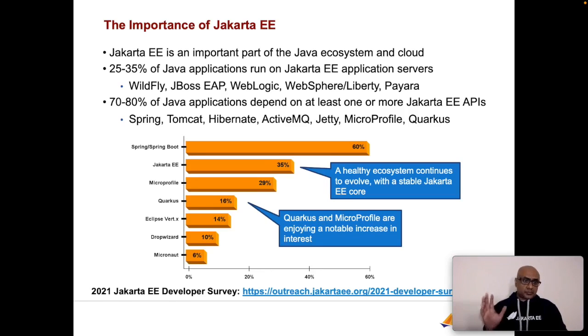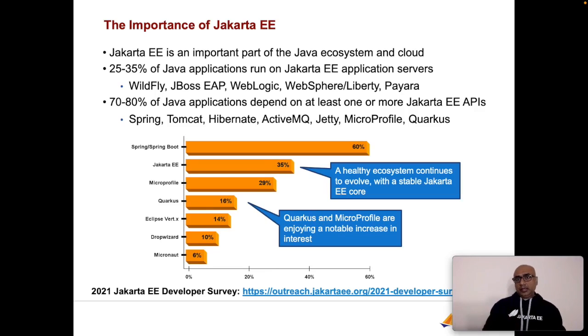So whether you're using Spring or Tomcat or Hibernate or ActiveMQ or Jetty or MicroProfile and Quarkus, believe it or not, at the end of the day Jakarta EE is something that is important to you, and hence you should be paying attention to the health and well-being of this technology set. Making this technology set healthy is what is going to guarantee the longevity of Java, not just for the next 20 years, but maybe the next 50 years. But that does not happen if we do not pay attention to this technology set, because it is fundamental to keeping the ecosystem healthy and competitive.